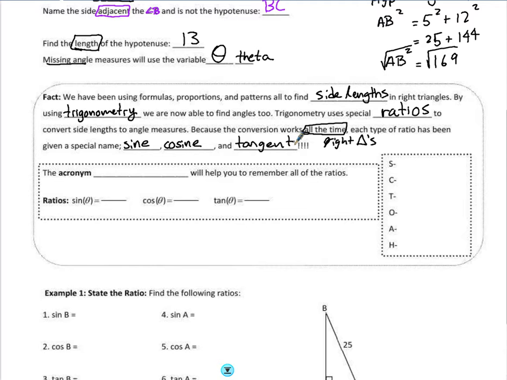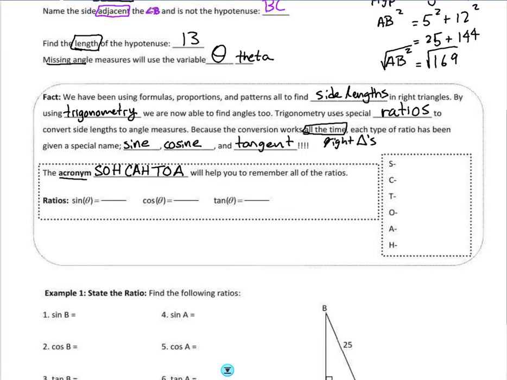To help us remember these special names and the ratios that go with those names, we're going to come up with an acronym, or a set of letters that helps us remember a pattern. Our acronym is spelled SOH, CAH, TOA. So, SOH CAH TOA. It might seem strange, but go ahead and say that out loud to yourself, just so you make sure you understand it and also remember it. The acronym SOHCAHTOA will help you remember all the ratios and their trig functions.